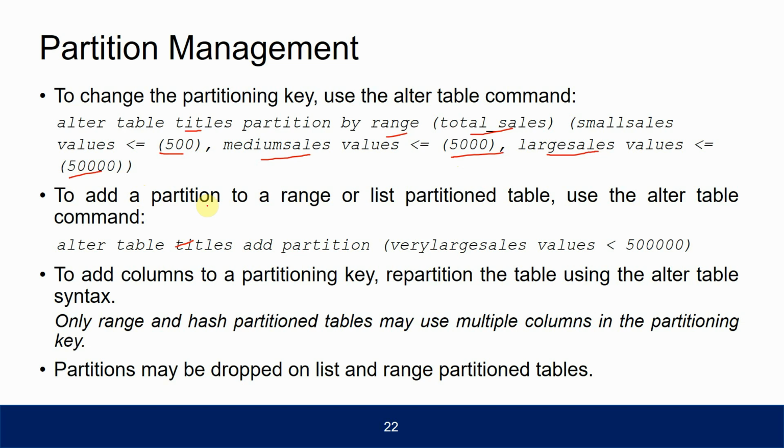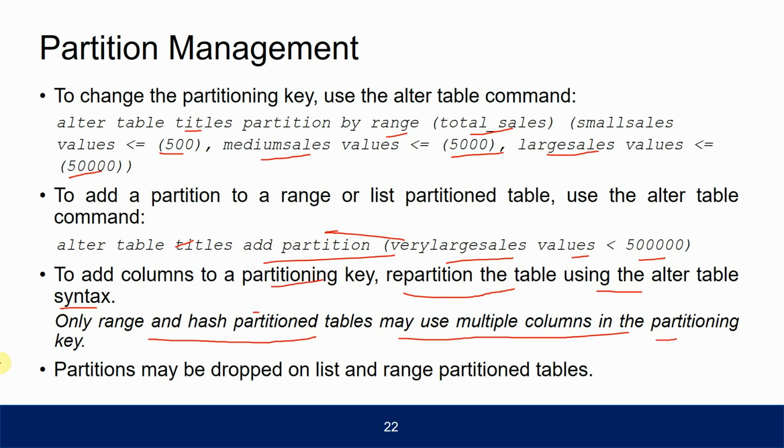To add a partition to a range or list partitioned table, you can use the alter table command. Alter table titles, add partition, very large sales values less than 500,000. To add columns to a partition key, repartition the table using the alter table syntax. Only range and hash partitioned tables may use multiple columns in the partitioning key. Remember that, as in the syntax, if you recollect. Partitions may be dropped on list and range partitioned tables.